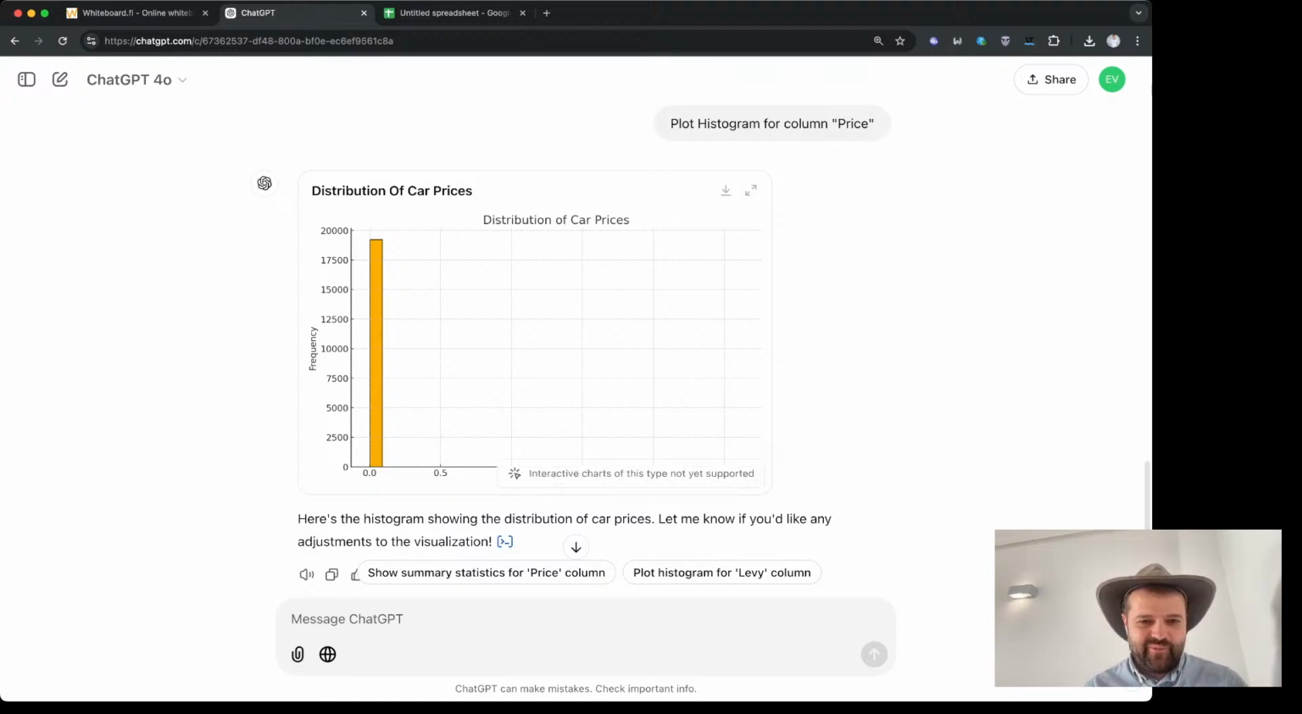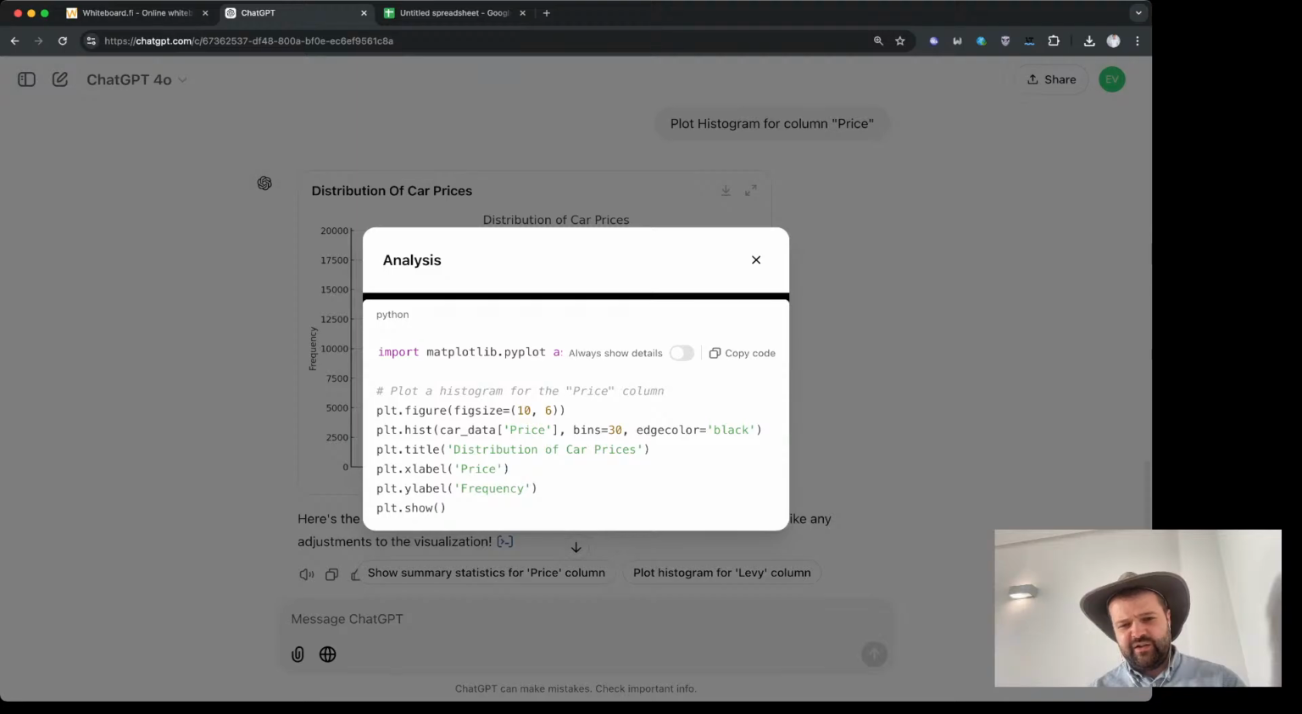So what are histograms? Histograms are just these bar charts where you have on the x-axis some kind of values, and on the y-axis how many samples I have of that value. So this is the distribution of car prices, and for some reason many of the cars are very close to zero price, so this is really not good. And how this plot appeared, if I see here, it again generated the code.